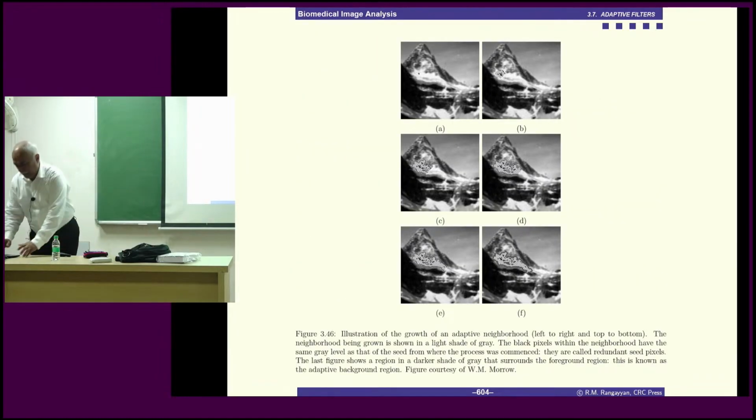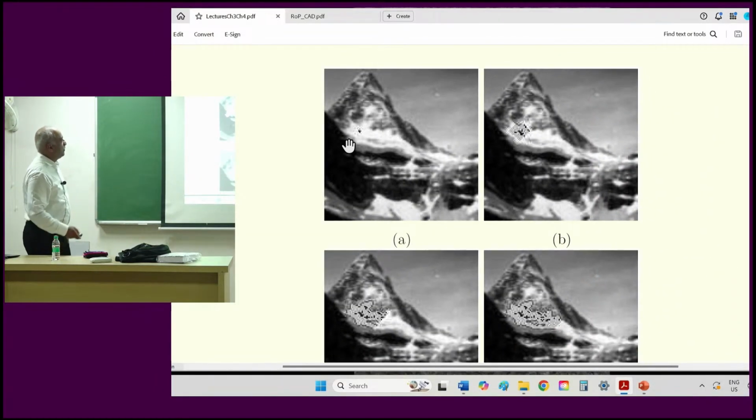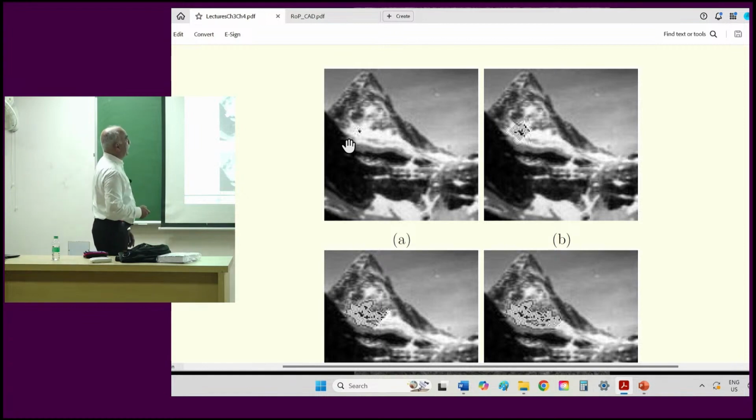So here's an example that my student William Morrow developed, a nice illustration coming from Canada. That's a mountain in the Canadian Rockies. I don't remember its name. There's some snow on the mountain there. And that's the pixel from where region growing is starting. The gray pixels are the region pixels being included in the adaptive neighborhood. The black pixels have the same value as the starting pixel, so they are the redundant pixels. And if you grow again using those pixels, you get the same result, the same region, so you don't have to repeat.